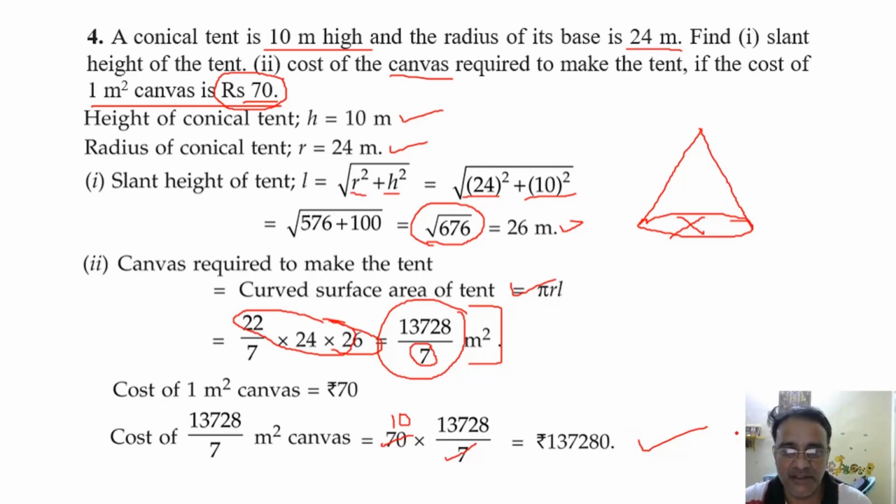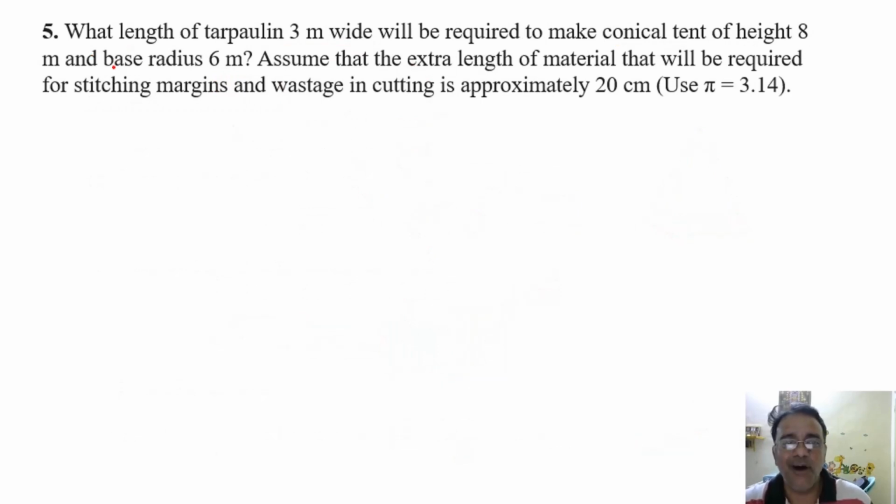Now we'll move towards fifth question. What length of tarpaulin 3 meter wide will be required to make conical tent of height 8 meter and base radius 6 meter? किसी का माइक ऑन है देखो. Okay, अभी now whatever the structure you will make with the help of any cloth, either tarpaulin and whatever it be, when you go to the market, the cloth will be in the form of rectangle. The cloth will be in the form of rectangle.